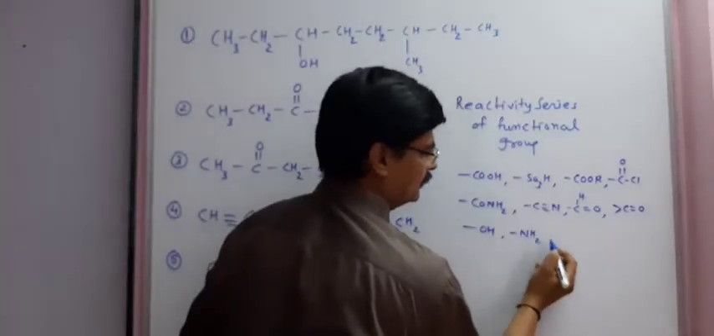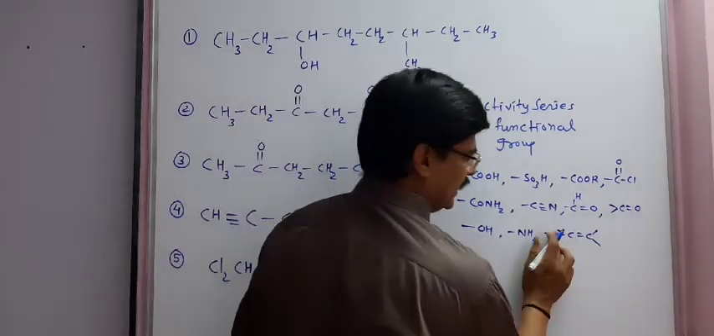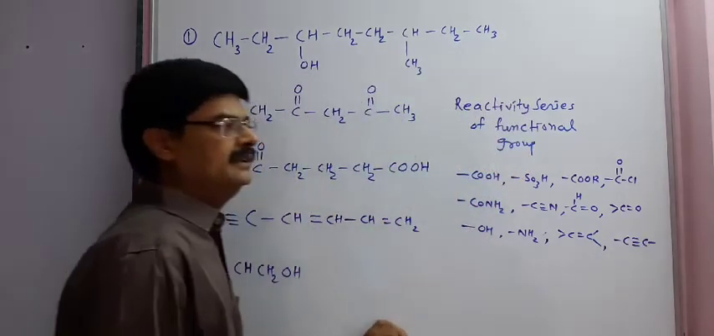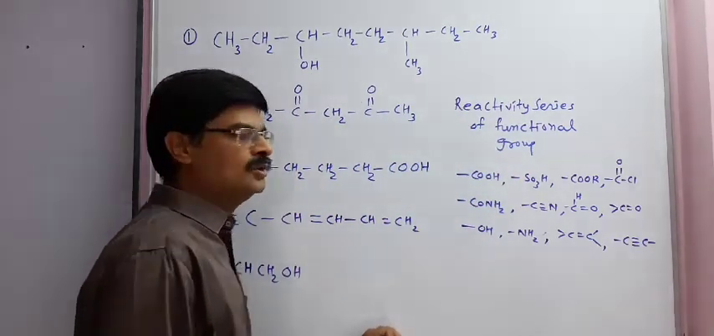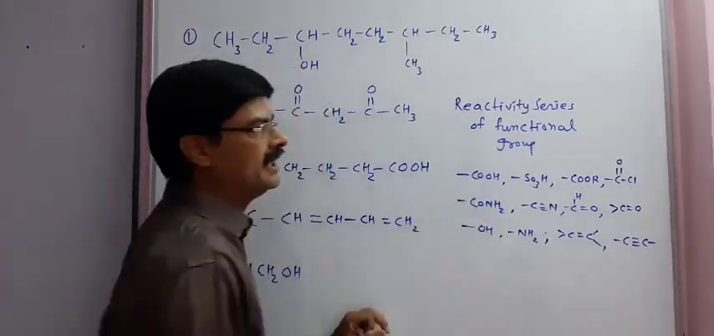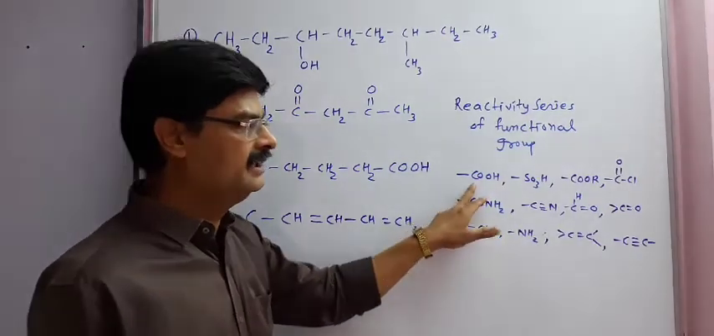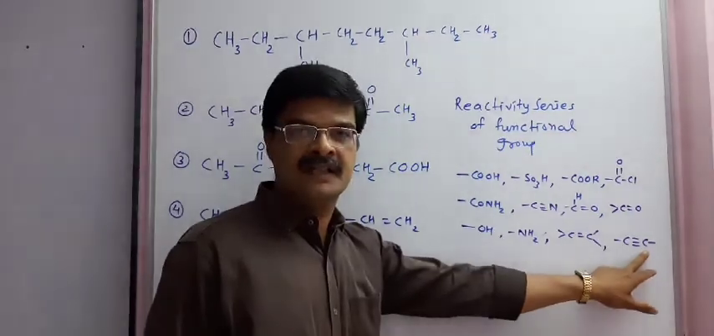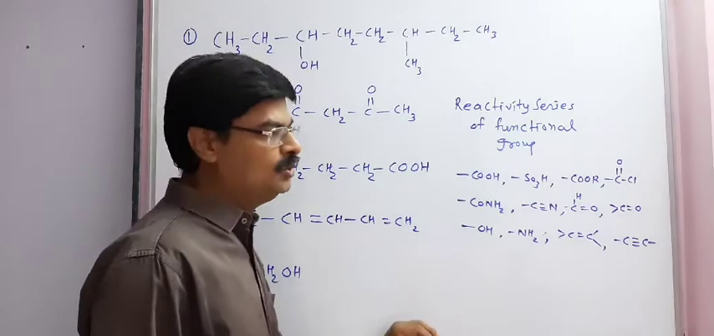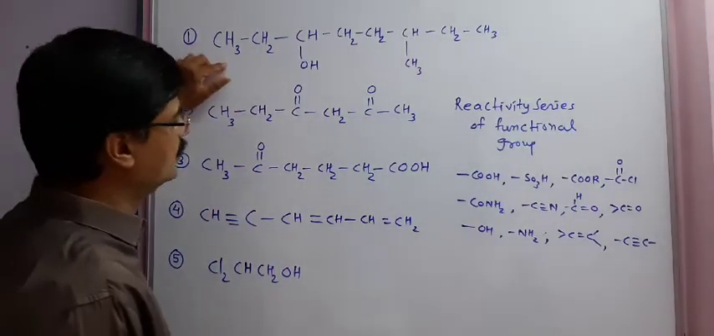amine functional group, alkene, and then alkyne, and X, then NO2, then R, means alkyl groups are present. So once more, the reactivity series is COOH group, highest reactivity, C triple bond C, least reactivity, and beside with this we have X, NO2 and R. Now we will give IUPAC names to these compounds.